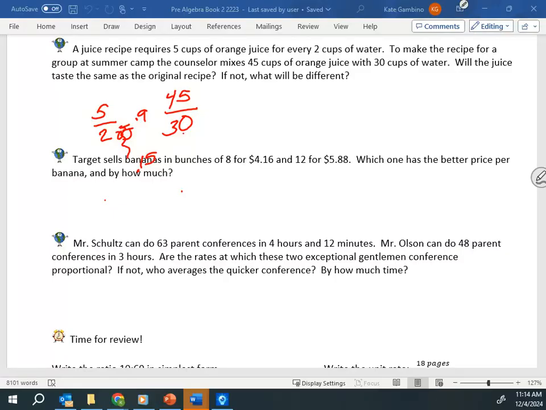Second question, if not, what will be different? Well, there's too much water. It's gonna be too watery. Does that make sense? Because I multiply by 9 and I multiply by 15, I can tell there's gonna be a lot more water than there is juice. So make sure you answer both questions if there's multiple questions.